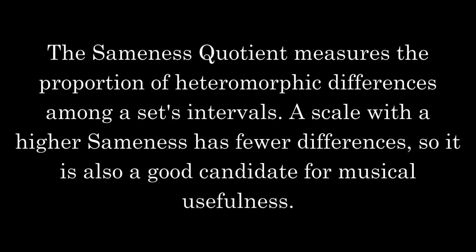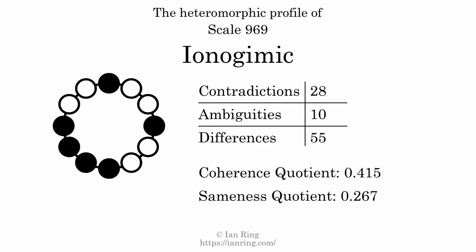The sameness quotient measures the proportion of heteromorphic differences among a set's intervals. A scale with a higher sameness has fewer differences, so it is also a good candidate for musical usefulness. The sameness quotient is 0.267.